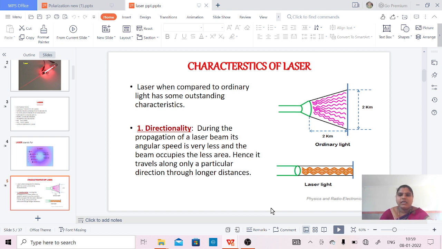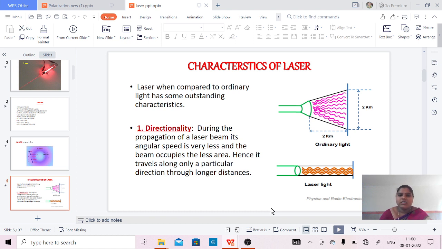Characteristics of laser. Laser, when compared to ordinary light, has some outstanding characteristics. Nowadays, we are mainly using lasers for information transmission technology through optical fibers. So this laser plays a major role in our daily life. Laser, when compared to ordinary light, has some outstanding characteristics. Let us see what those are.